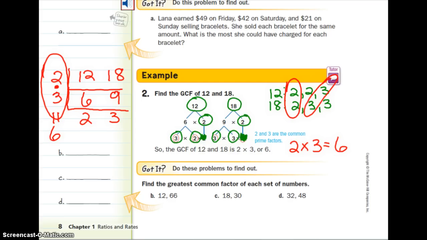You now have two methods to determine greatest common factor. Pick the one that works for you. Pause the video.